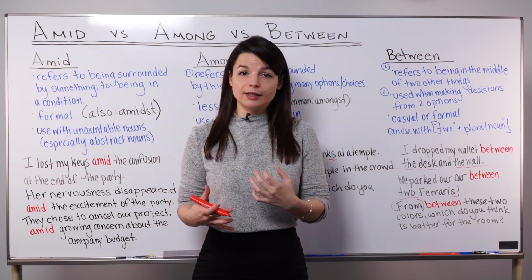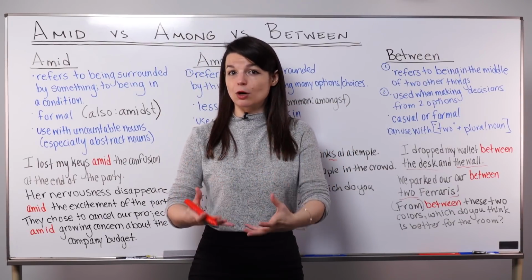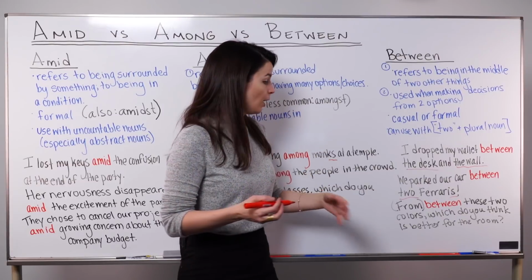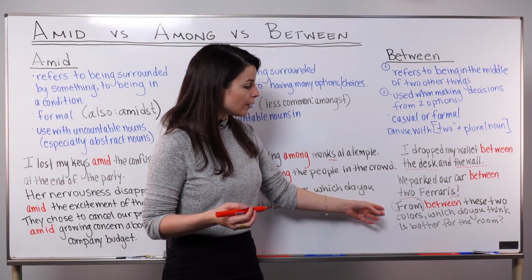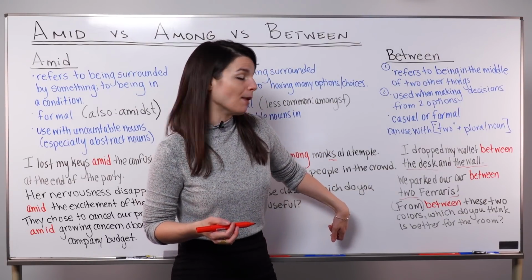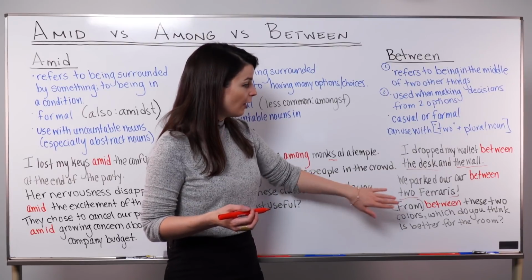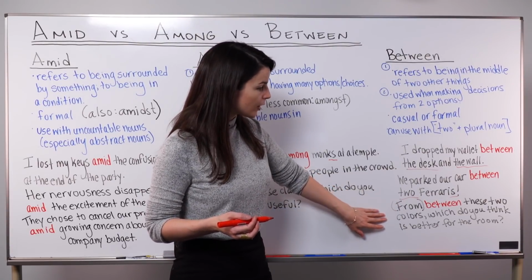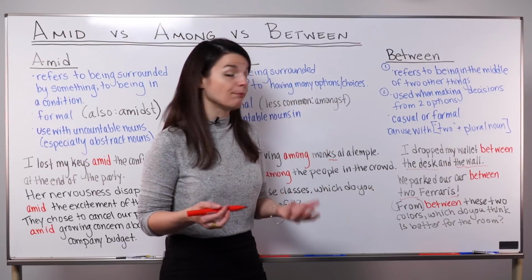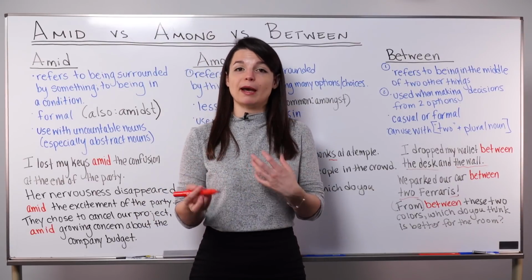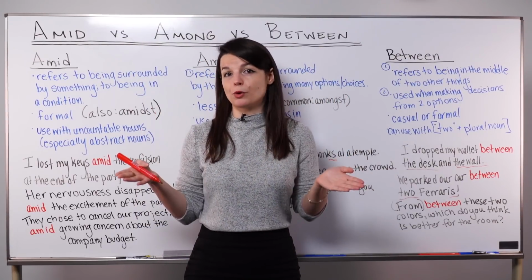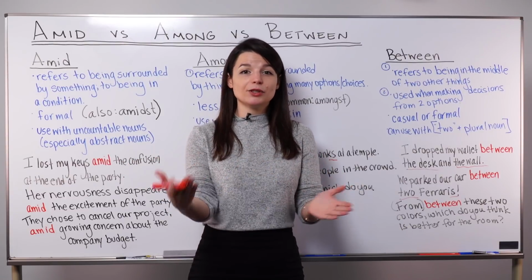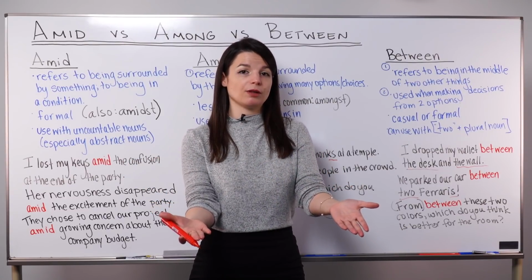Okay, finally, about point number 2 here. When you're making a decision or you're trying to ask for a recommendation or something, we can use this between pattern, very similar to among. So the sentence is, from between these 2 colors, which do you think is better for the room? So imagine you're choosing paint for a room. From between these 2 colors, which do you think is better?